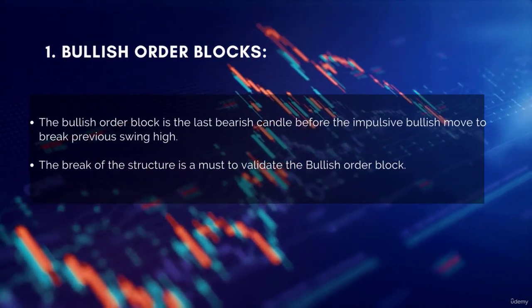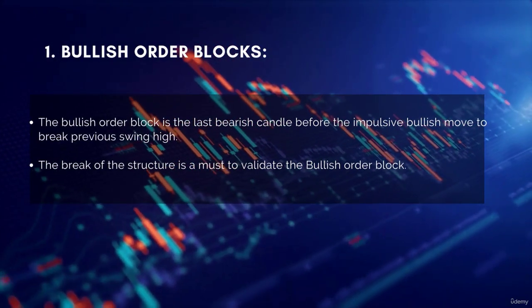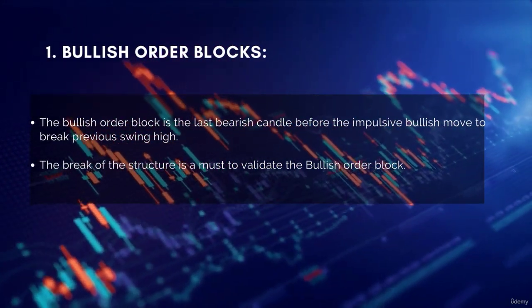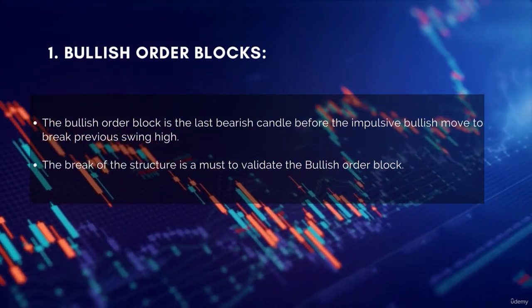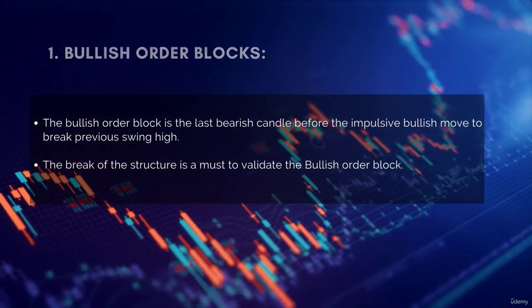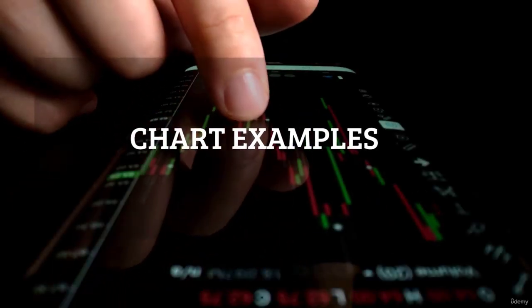To put it in a simple way, the bullish order block is the last bearish candle before the impulsive bullish move to break the previous swing high. Note that we must insist on the break of structure to validate the bullish order block. So let's see now examples from the chart.